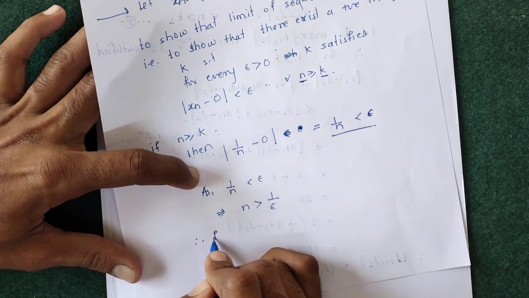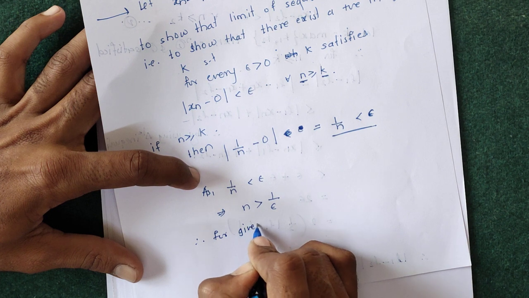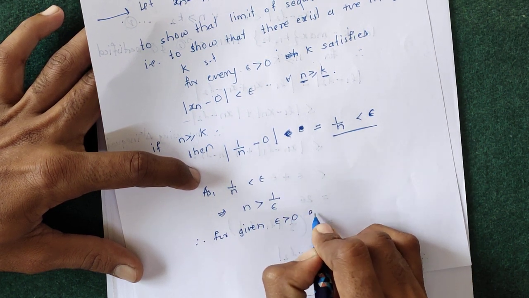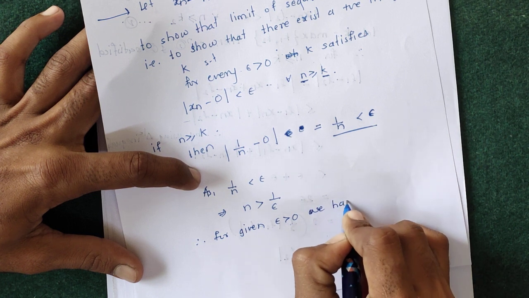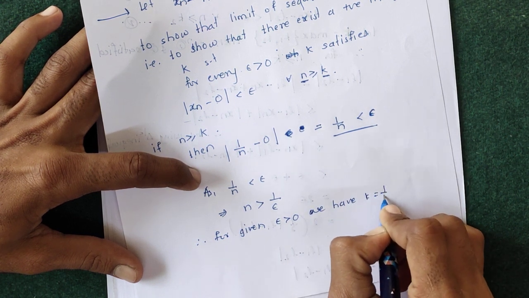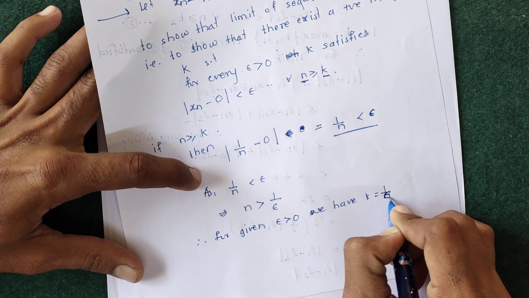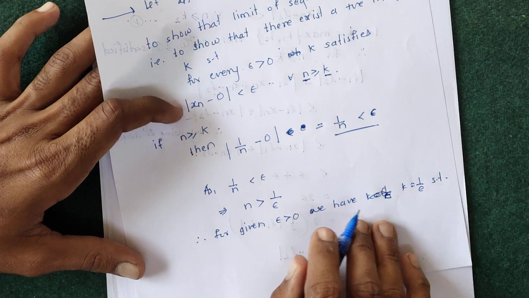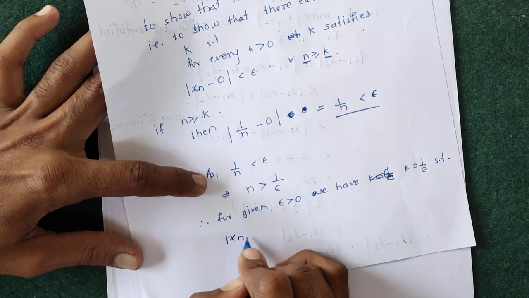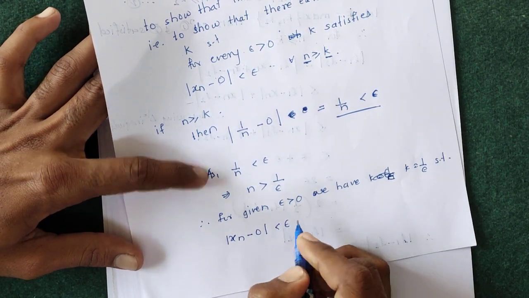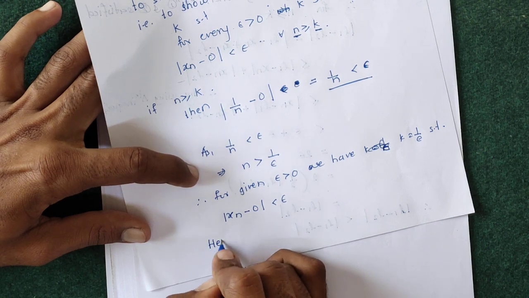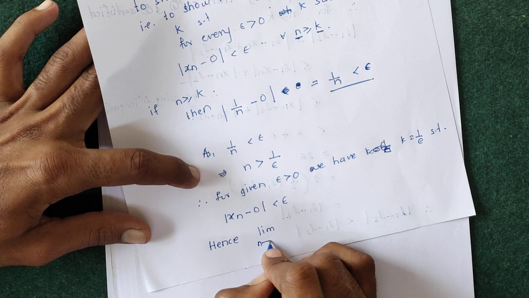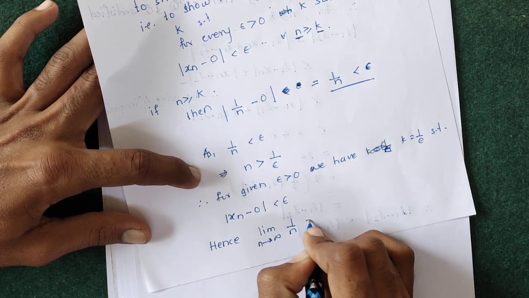Therefore for given epsilon positive, we obtain k equal to 1 upon epsilon such that mod of xn minus 0 is less than epsilon. Hence the limit of sequence xn is equal to 0. Limit n tends to infinity, 1 upon n is equal to 0.